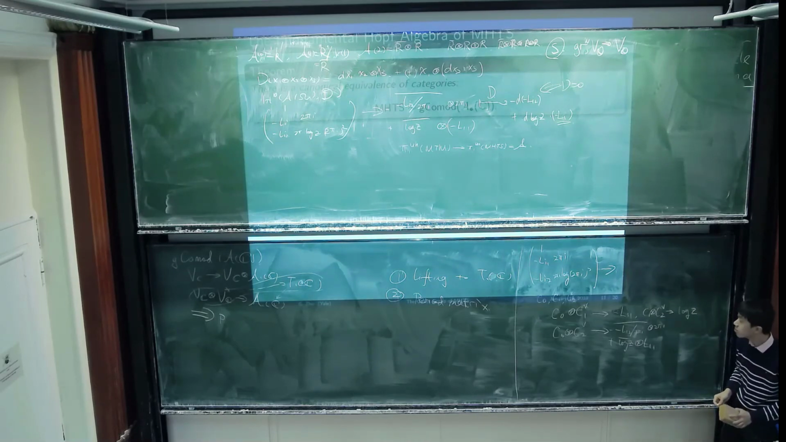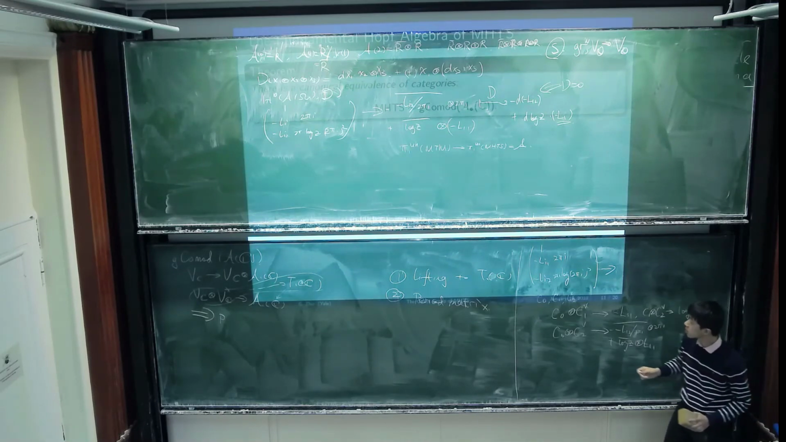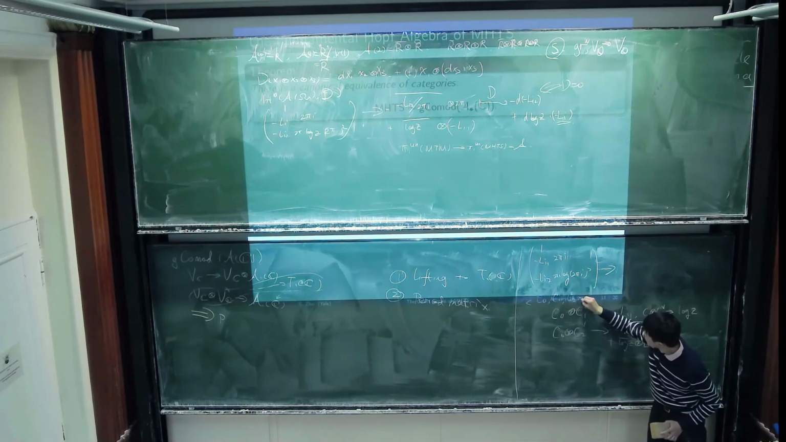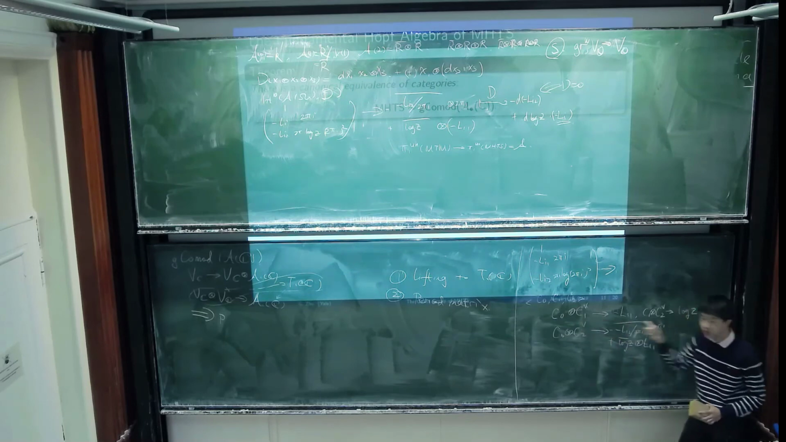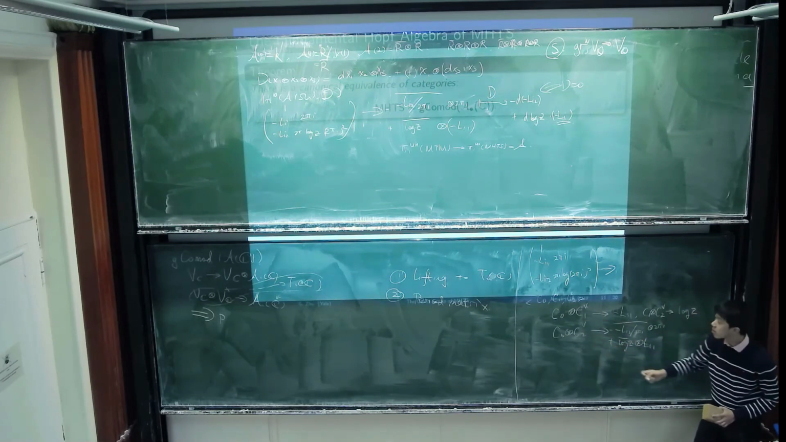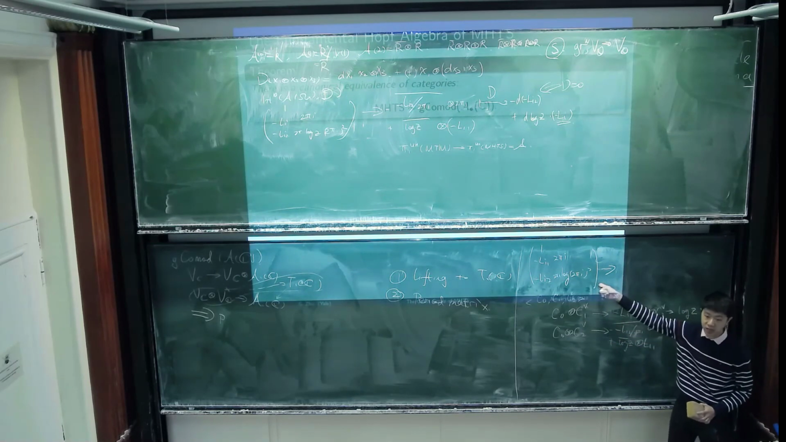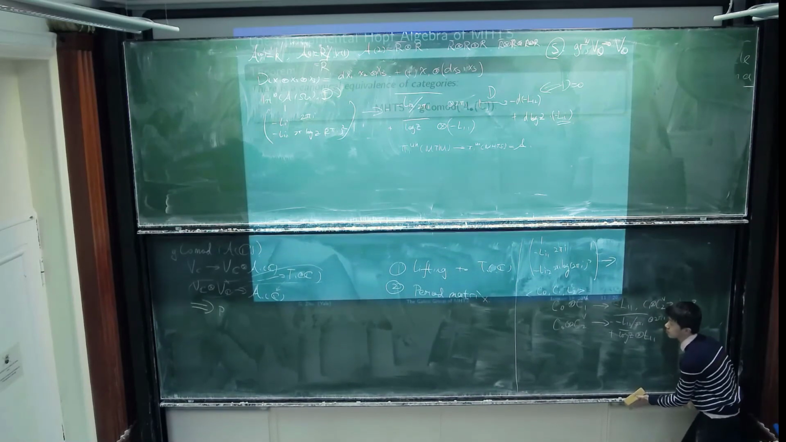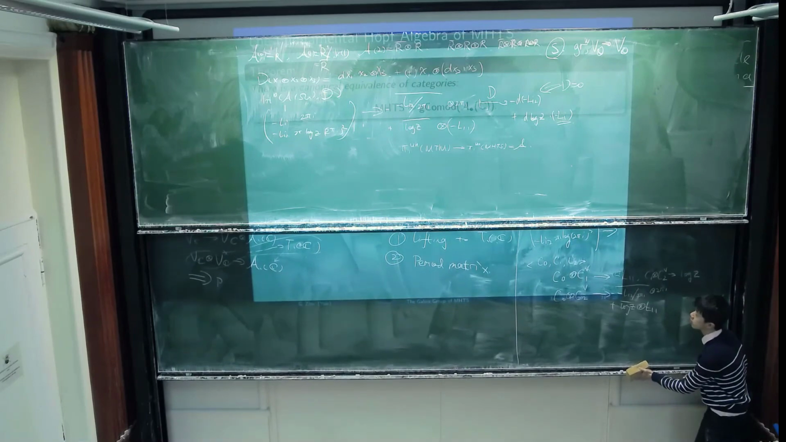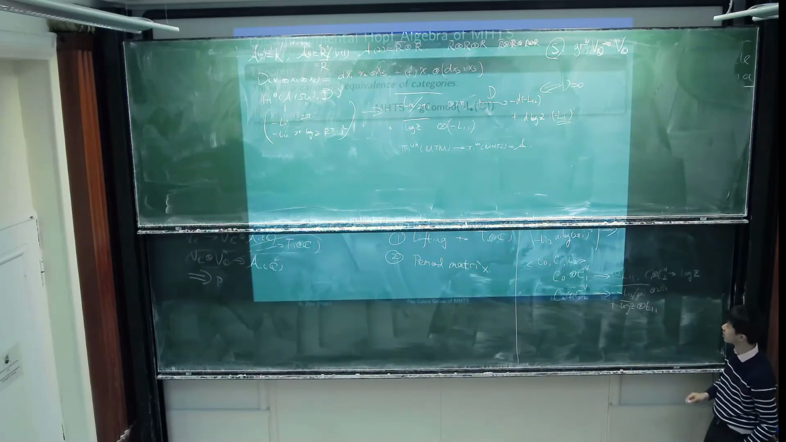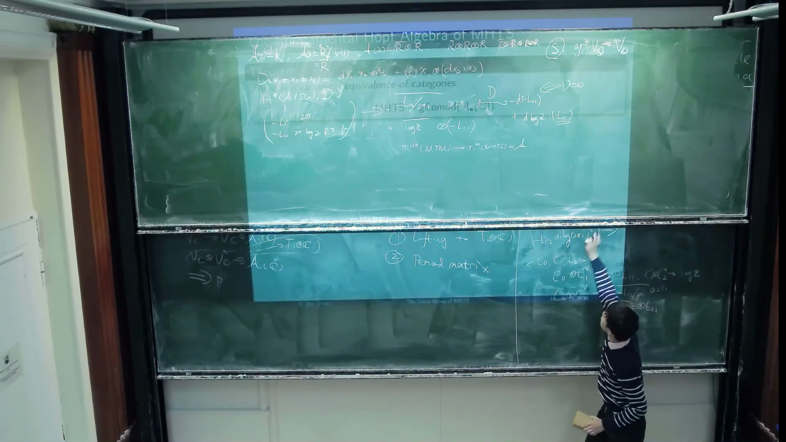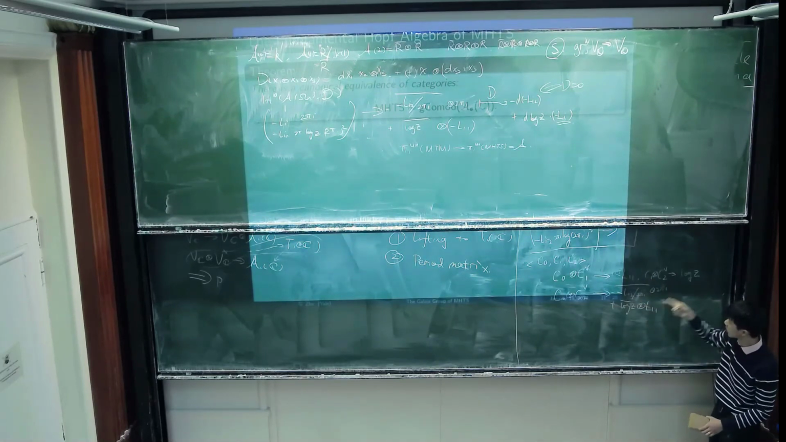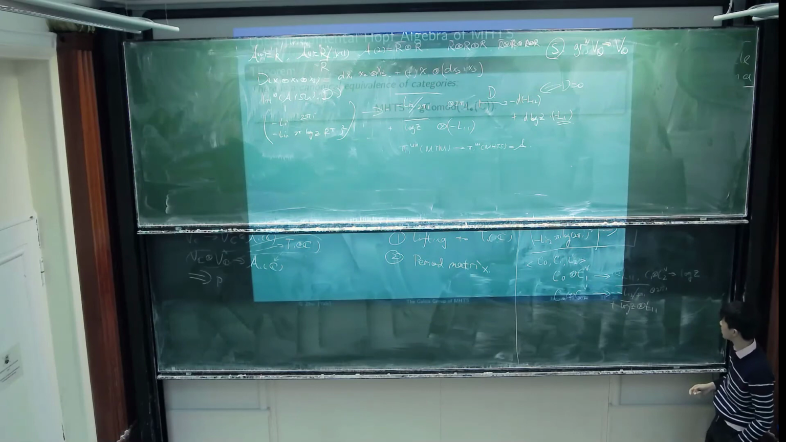So I claim, assuming the comodule structure is given by this, then we will be able to recover this mixed Hodge Tate structure. So this is just an example. We do have an abstract algorithm for that. But now let's forget about that matrix and see how we can recover it from this.